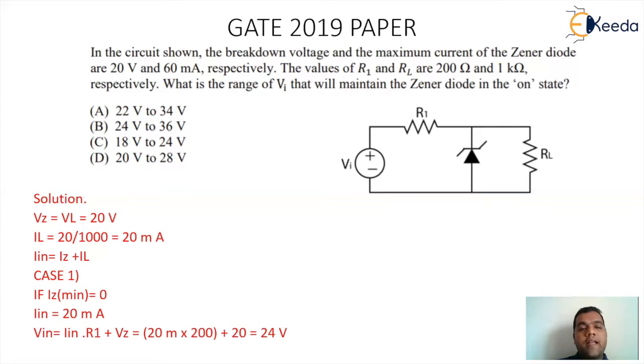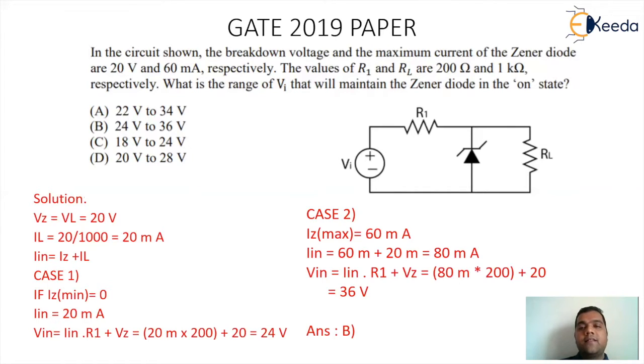So now we can take the value of Vin as IN into R1 plus Vz. That is your basic KVL to the first loop. So the value of Vi, which is your Vin, is going to be IN into R1 plus the Zener value. So it is going to be 20 milliampere into 200 ohm plus 20. The value will come as 24 volt. So this is the value of Vi.